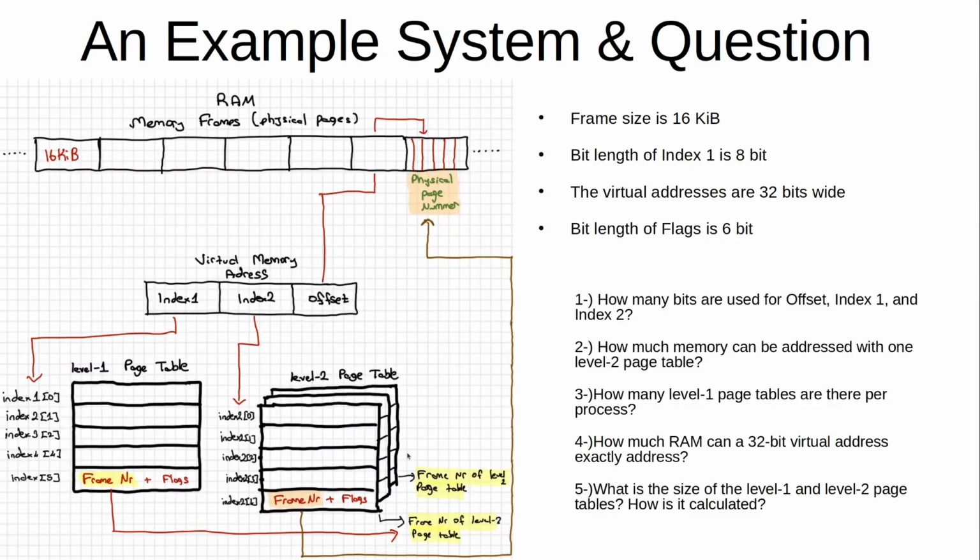Now here we have a simple hand-drawn diagram describing a system, and below it a sample problem we will work through. The system specs are: frame size or page size is 16 kilobyte, index 1 is 8 bits, the virtual address is 32 bits, and the flags are 6 bits. This system uses a two-level page table structure. That number can go up or down depending on the system's needs.